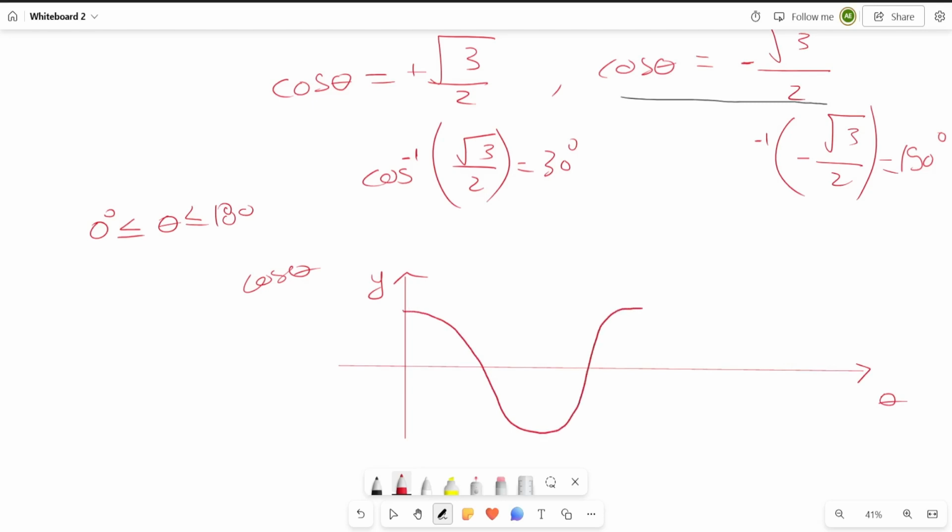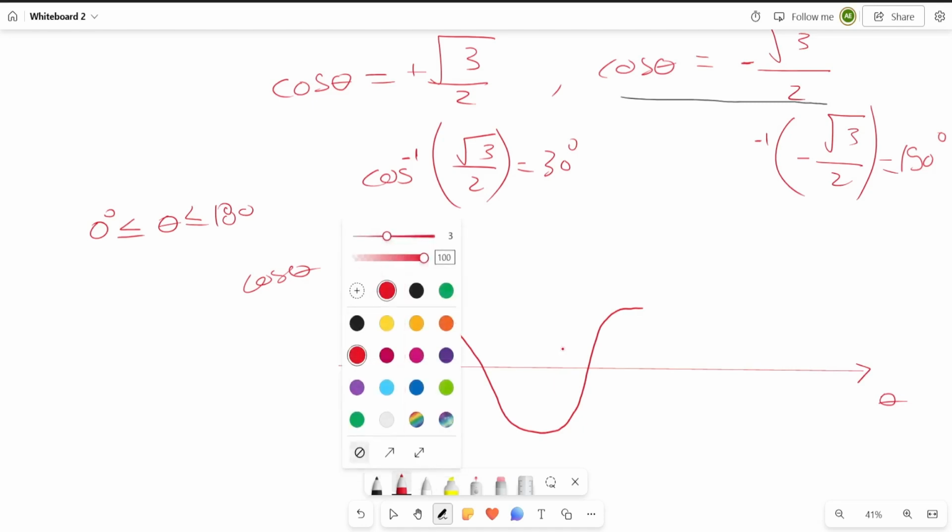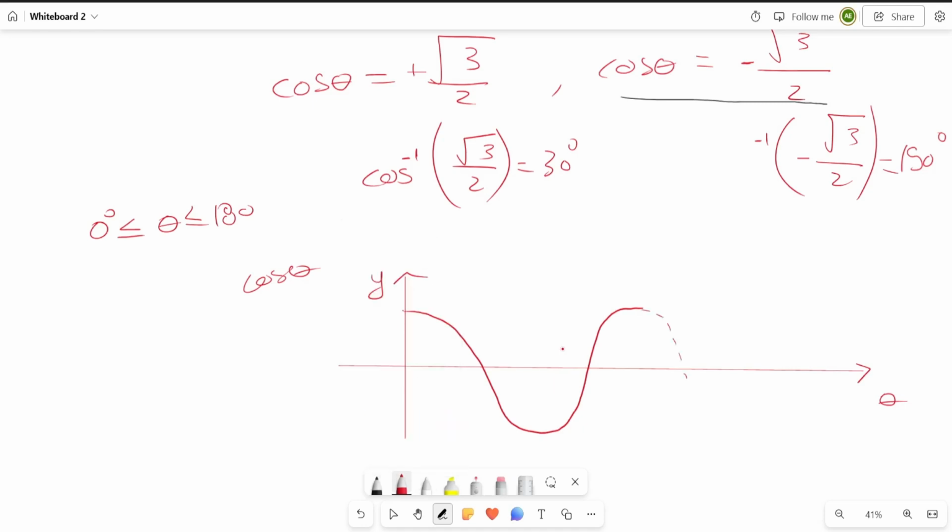So this is basically one cycle of cosine. If I want to continue, I can continue this to give me the next cycle of cosine. So this is basically two cycles, and we know that this right here is 90 degrees. This part right here is 180 degrees. This right here is 270 degrees, and this part is 360 degrees. So cosine repeats every 360 degrees or 2 pi.